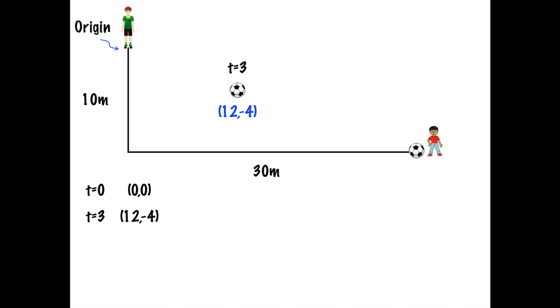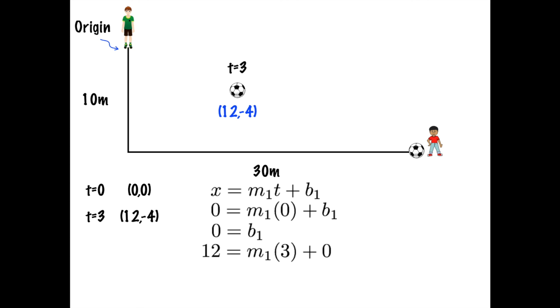So let's set up some parametric equations. We know we want to have the x is a function of time. So let's take that first point and plug it into the same thing we did in that previous example. So we're going to have 0 is m1 times 0 plus b1, right? So the m1 is going to cancel out, and we're going to have b1 is equal to 0. Okay, that's nice. So now let's plug in that 3-second point. So 12 is going to be m1 times 3 plus our b1, which is 0. So m1 is 4. Nice. There's our equation for x. It's a little simpler this time.